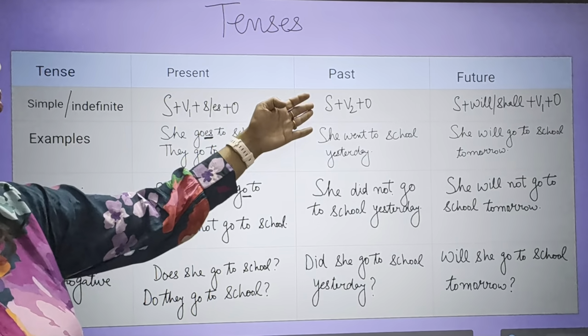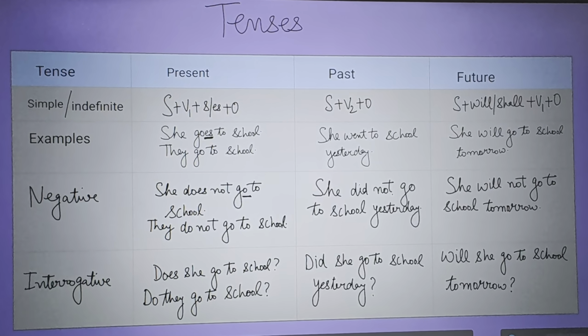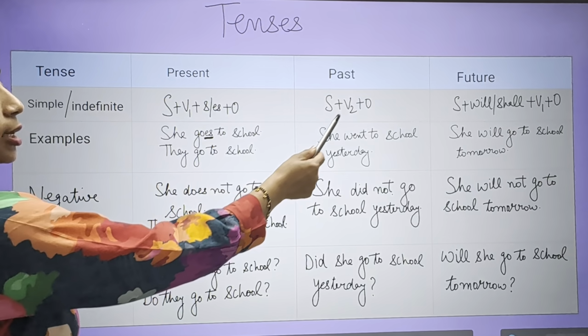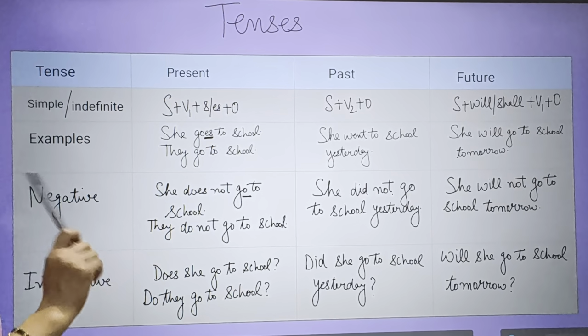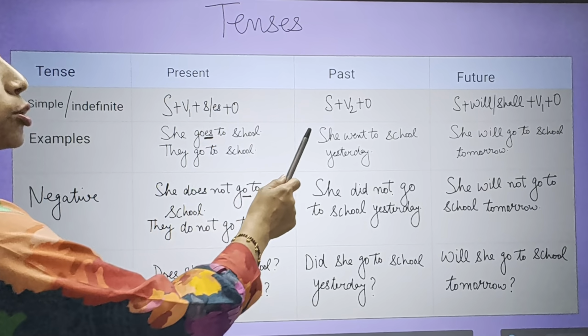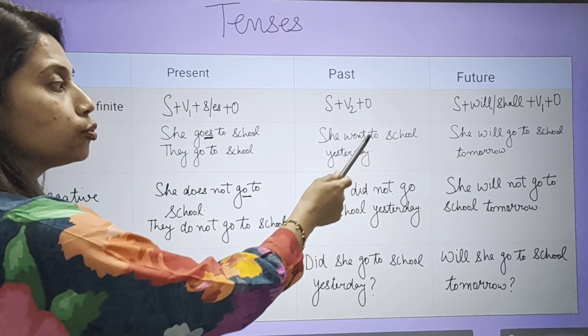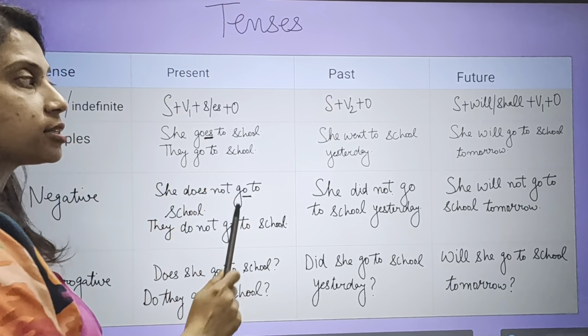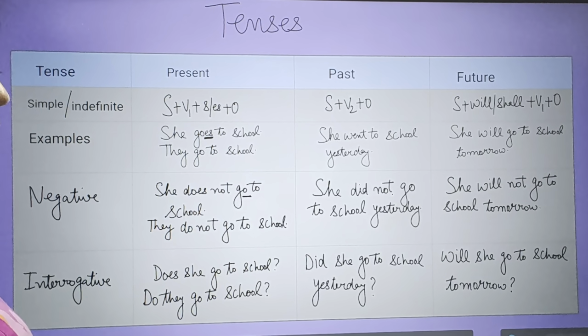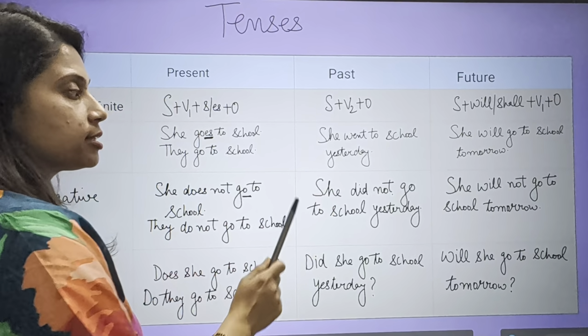Now comes simple past or past indefinite tense. In this, subject plus V2 plus object. Second form of verb you have to use. So go, the second form is went. She went to school. Because we are talking about past, then we have to use it yesterday. So she went to school yesterday.